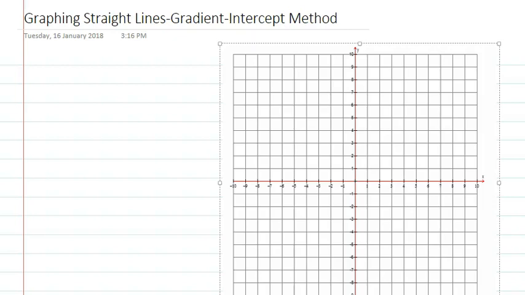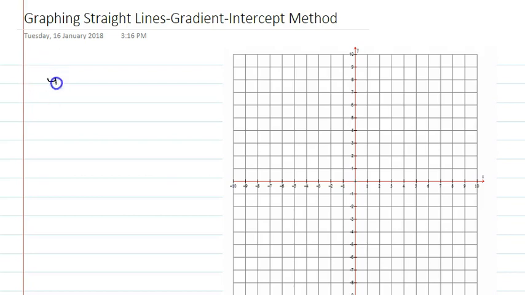In this video we're going to be sketching straight line graphs using the gradient-intercept method. In order to use this method you need to know the gradient and the y-intercept. That may well be that you've got the equation in the form y equals mx plus c. Just a reminder that m is the gradient and c is the y-intercept.